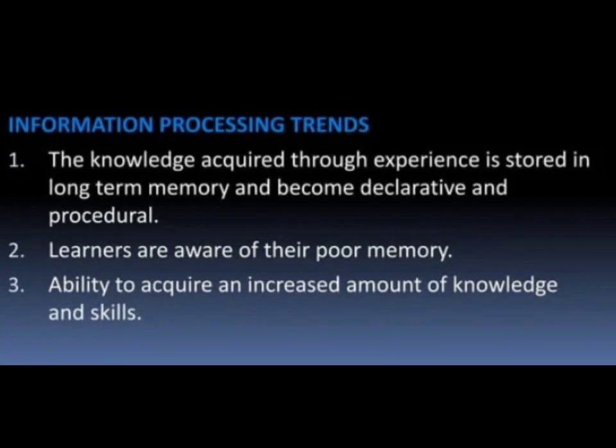And now let's proceed to information processing trends. Number 1, the knowledge acquired through experience is stored in long-term memory and becomes declarative and procedural. And we have number 2, which is learners are aware of their poor memory. And we have number 3, which is the ability to acquire an increased amount of knowledge and skills.